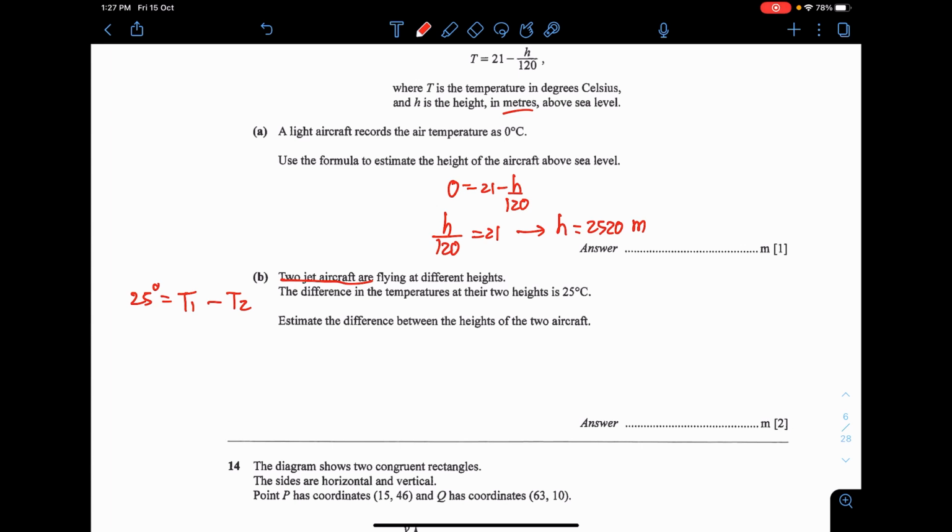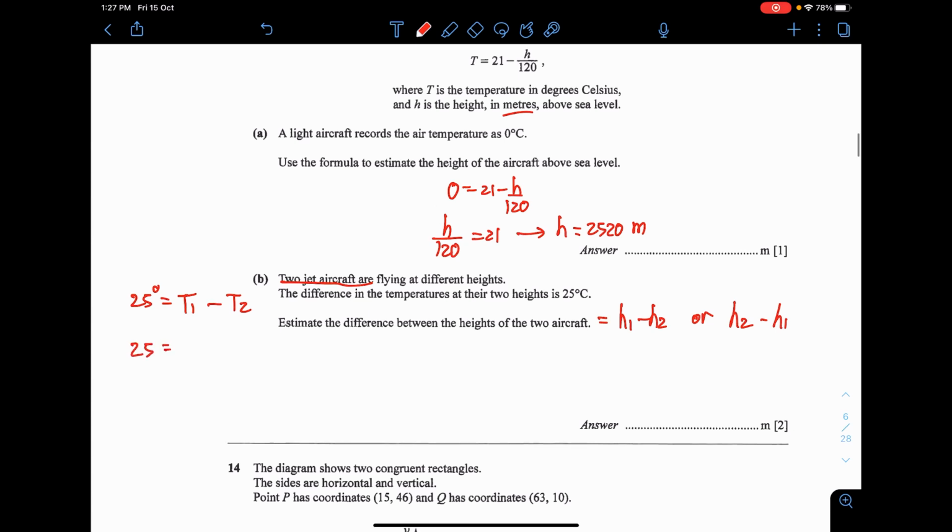Okay, the question asks you to find the difference between the heights. Now, difference between the heights is technically looking for H1 minus H2 or H2 minus H1, whichever you get. It must be positive by the way, so don't put a negative once you got the answer. In any case, 25 degree.